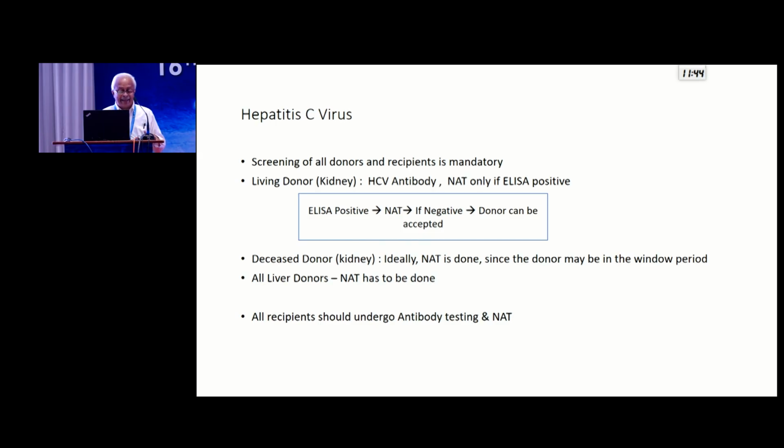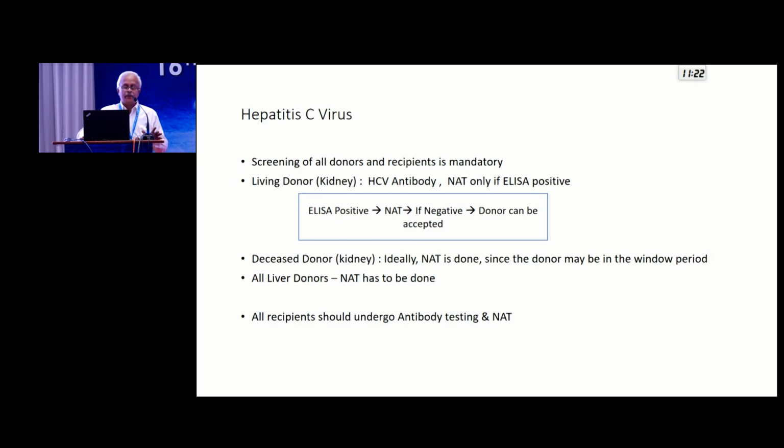So do a NAT, and if it is negative, wait for some time and redo ELISA. In some patients, the positivity may disappear. Even if ELISA is persistently positive, if NAT, the nucleic acid test, is negative, the donor can be accepted. But it is a kind of controversial area. I need the opinion of the audience as well on this.